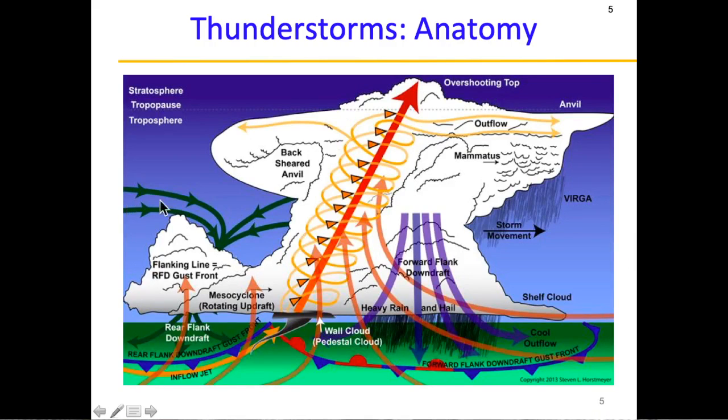So let us look at the anatomy. The anatomy is as follows. There are many different terminologies here, but the main thing is this is not a frontal system. I am talking about an interior thunderstorm, which is mainly due to the localized heating.